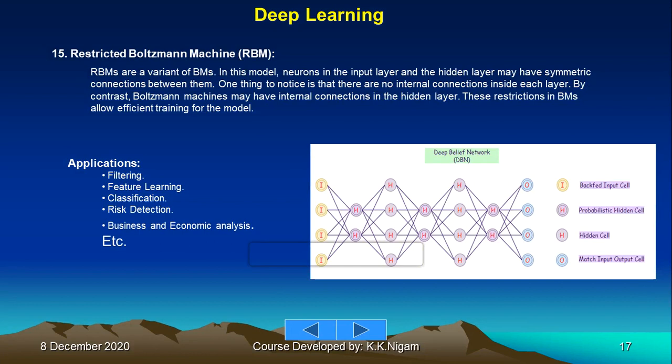Now, restricted Boltzmann machine. We have seen BM and now we are learning RBM, that is restricted Boltzmann machine. RBMs are a variant of BMs. In the model, neurons in the input layer and the hidden layer may have symmetric connections between them. One thing to notice is that there are no internal connections inside each layer. By contrast, Boltzmann machines may have internal connections in the hidden layer. These restrictions in RBMs allow efficient training for the model. Applications: filtering, feature learning, classification, risk detection, business and economic analysis, etc.